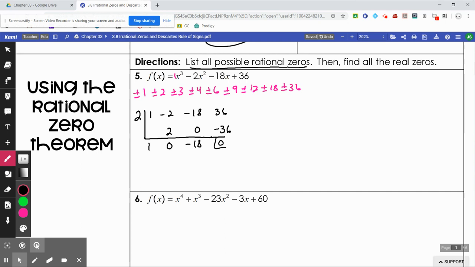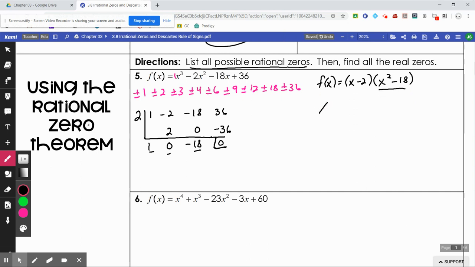And here I've tried 2, and 2 did work. It gave me a remainder of 0, so therefore I've broken it down. My new function, after I've factored it here, would be x minus 2, because I divided by 2, times, this is constant x squared, that'd be x squared minus 18. I can actually stop there. This will not break down any farther.